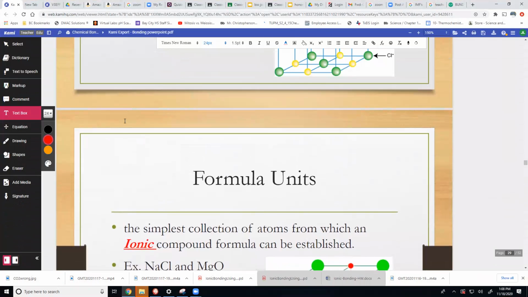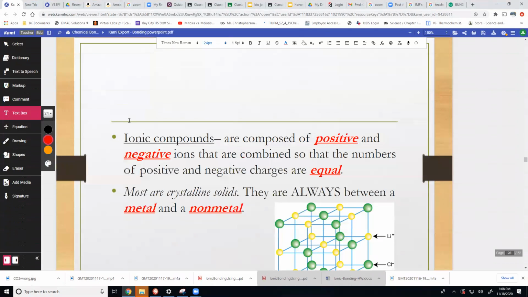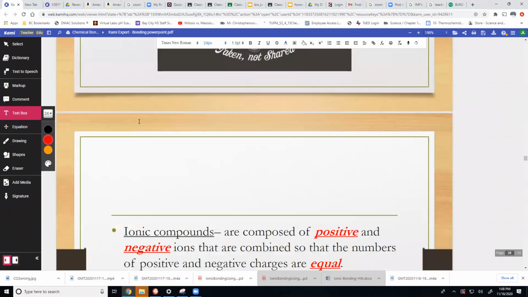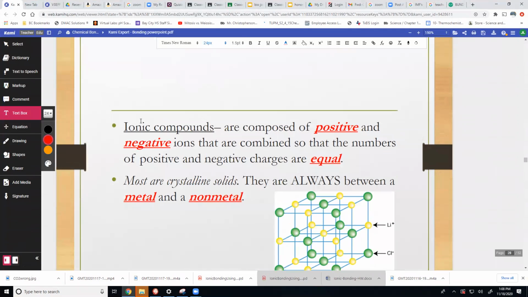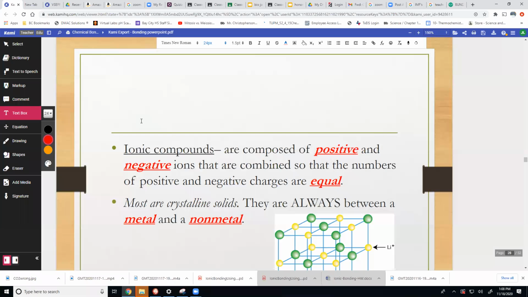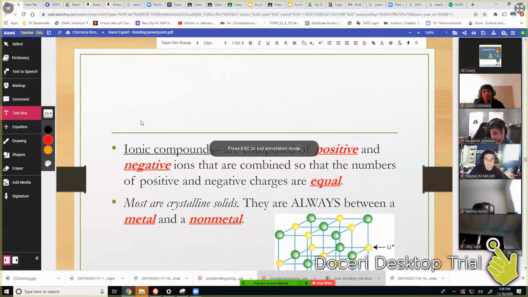We are on the front of the second page, Roman numeral 3, where it says ionic compounds. And I know we've already filled some of this in. I'm just going to refresh your memory here. All right. So an ionic compound is between a metal and a non-metal.